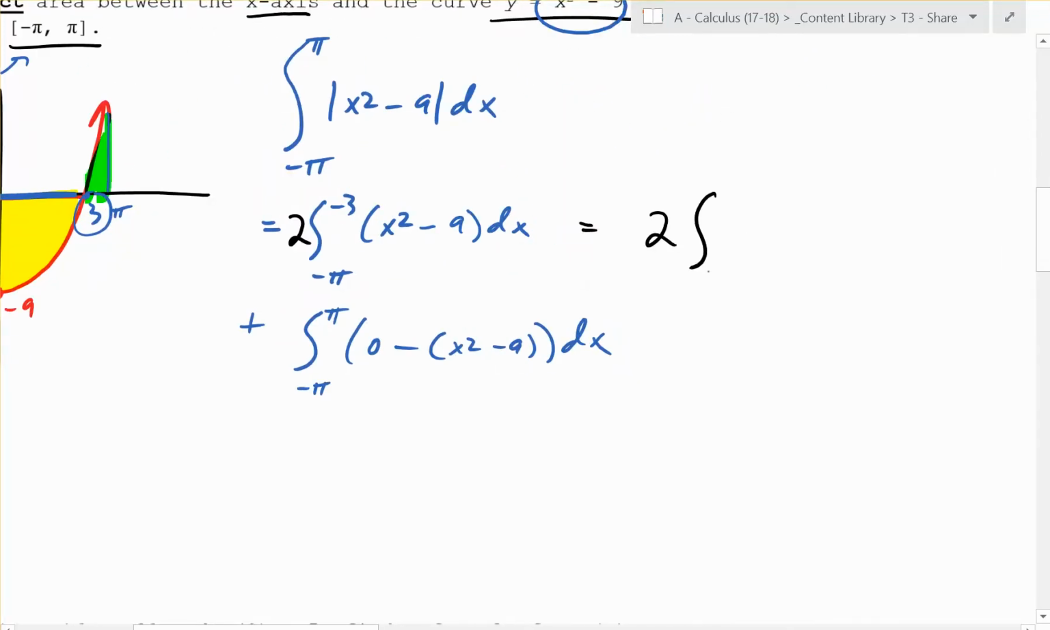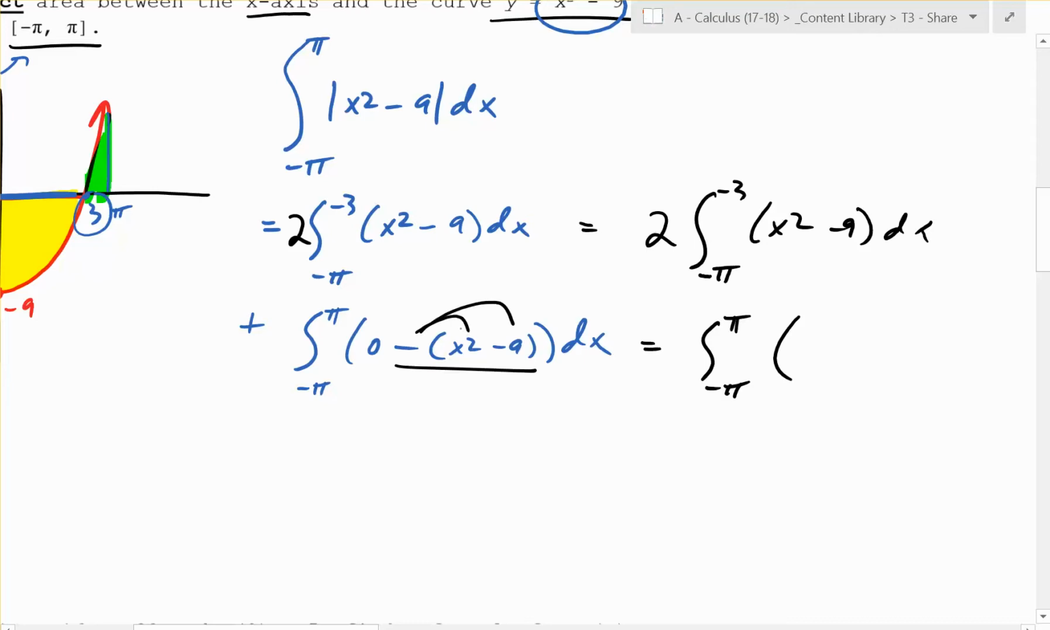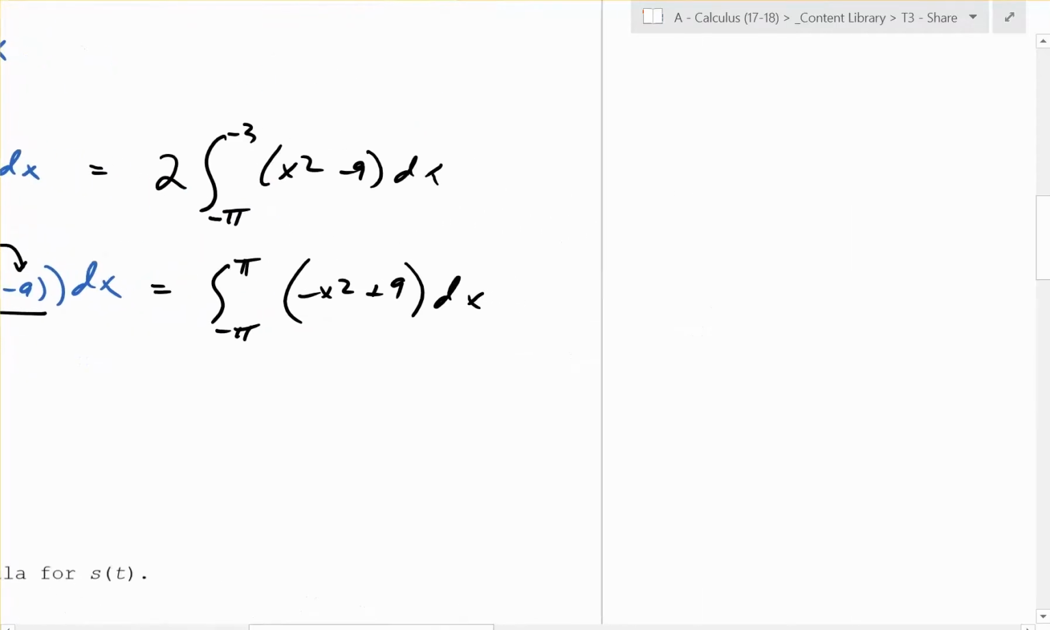We're evaluating 2 times the integral from negative pi to negative 3 of x squared minus 9 dx. And for here, we're doing the integral from negative pi to pi of, distribute that negative right there, negative x squared plus 9 dx. So we can do this out. It's going to be the same antiderivative in both cases.